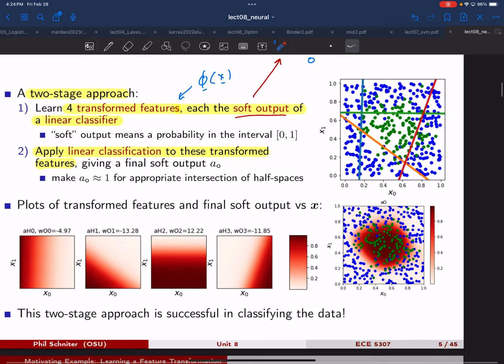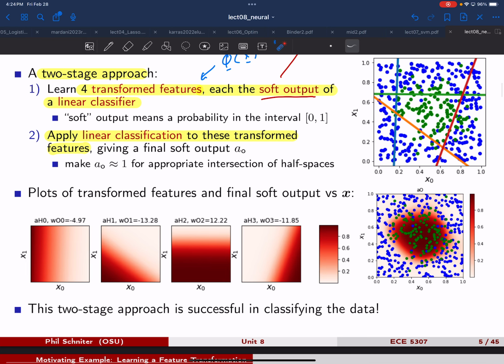And in fact, here are the pictures of the soft outputs using, again, a heat map. So dark red is 1, and white is 0. And you can see for this boundary here, it's putting 0s above and essentially 1s below. And for this boundary on the left, it's basically putting 1s to the left and 0s to the right.